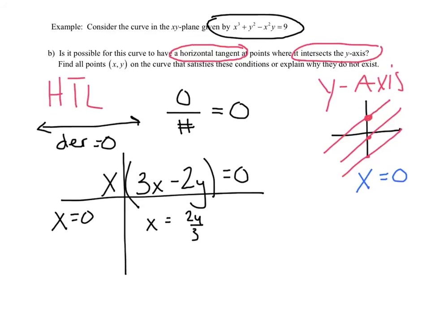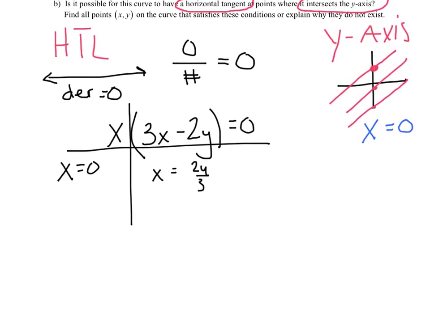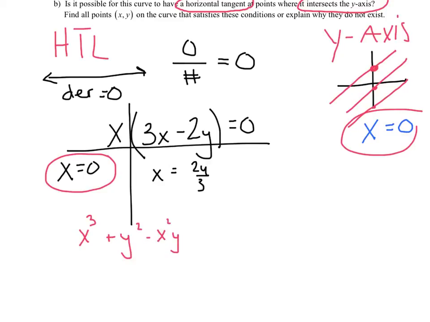Now, remember, all I know at this moment is the x value is 0. Okay, so if I let x equal 0, I need to plug it back in that original equation, which was x cubed plus y squared minus x squared y equals 9, and see if I get a y value or just some garbage that doesn't exist. So if I plug in my 0, that kills that term, and I get y squared equals 9.